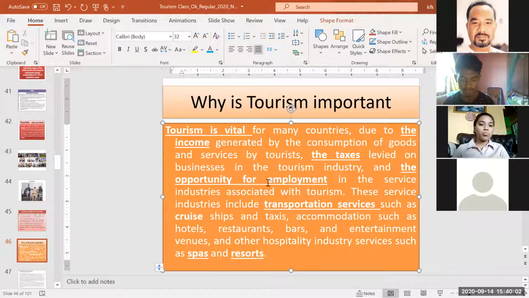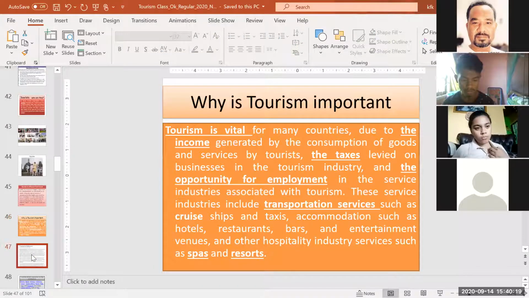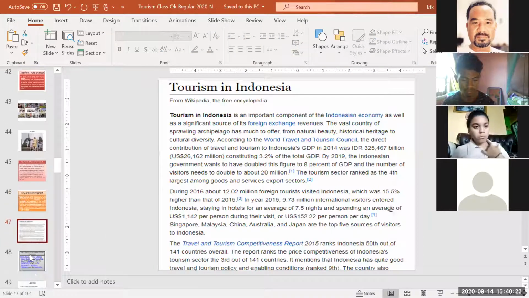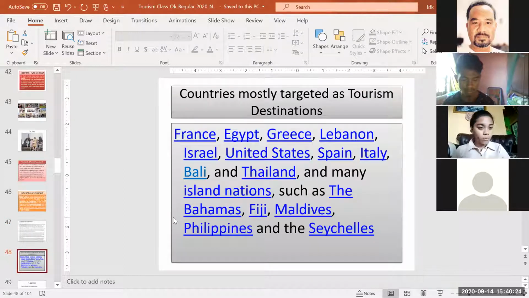Okay. Now, tourists. Who are they? Tourists, who are they? The World Tourism Organization defines tourists as people who travel to and stay in places outside their usual environment for not more than one consecutive year. For leisure, business and other purposes not related to the exercise of an activity remunerated or paid from within the place visited.